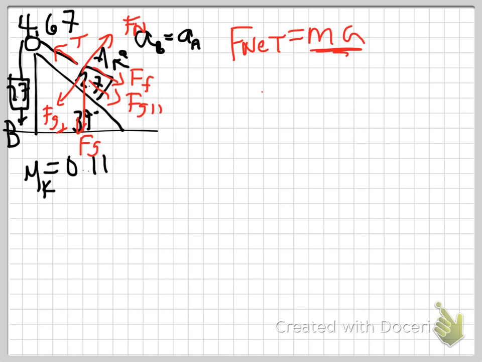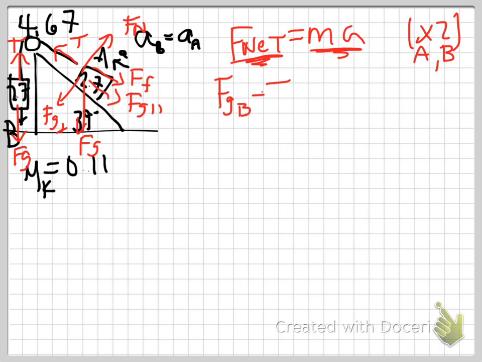So again, this side's easy. This side, you need to have your picture. So I'm going to apply this times 2. One for mass A and one for mass B. So I got to figure out what that looks like. I have tension there and I have FG there. All right, so I'll do that one first because it's easy. FG of B minus the tension means MB is going to accelerate that much.